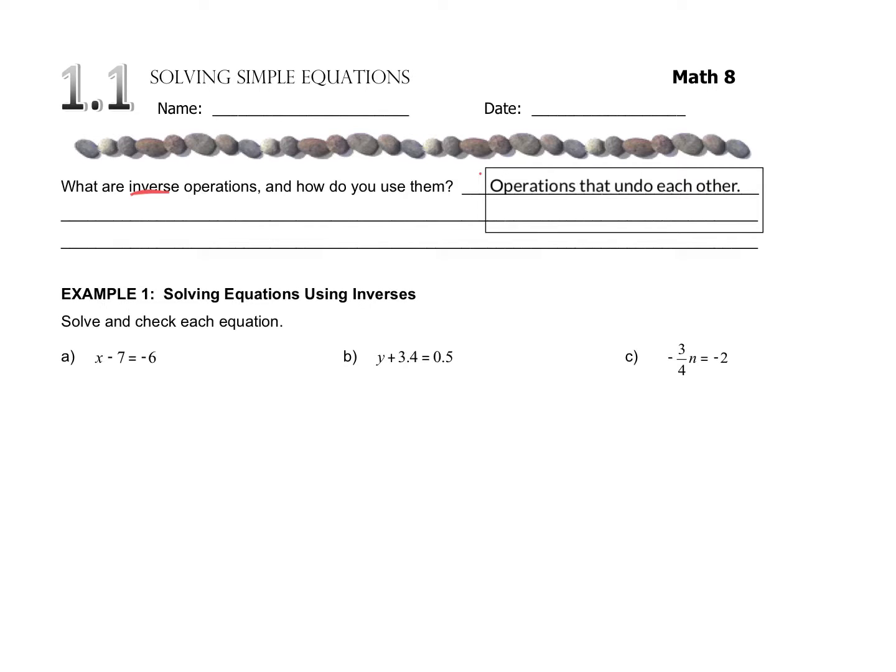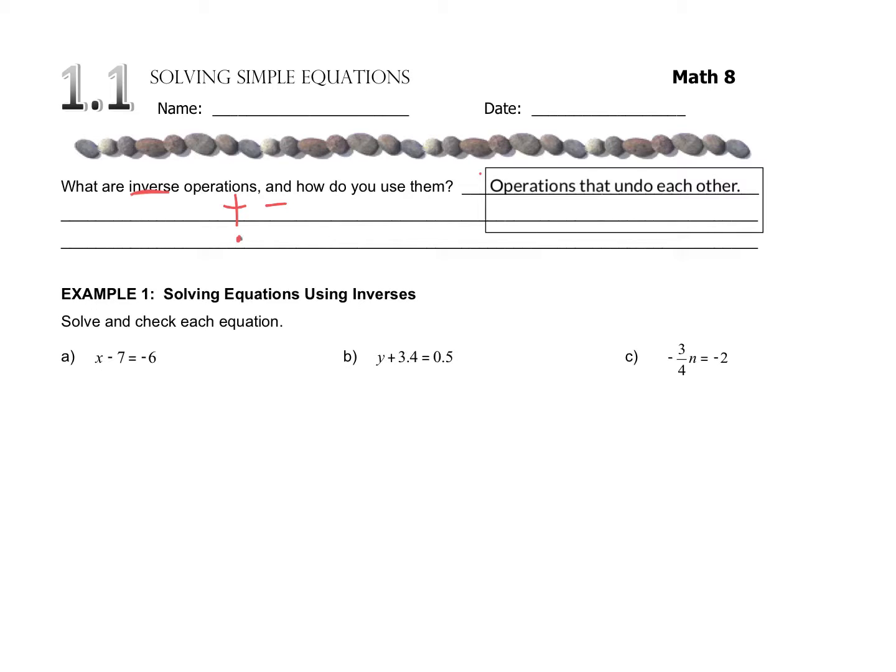So you know a couple of operations already. If I was to add 5 to something and then subtract 5, I would get right back to where I started from. So for example, 7 plus 5 is 12. 12 minus 5 is right back to 7. So the addition and subtraction are inverse operations. They undo each other.